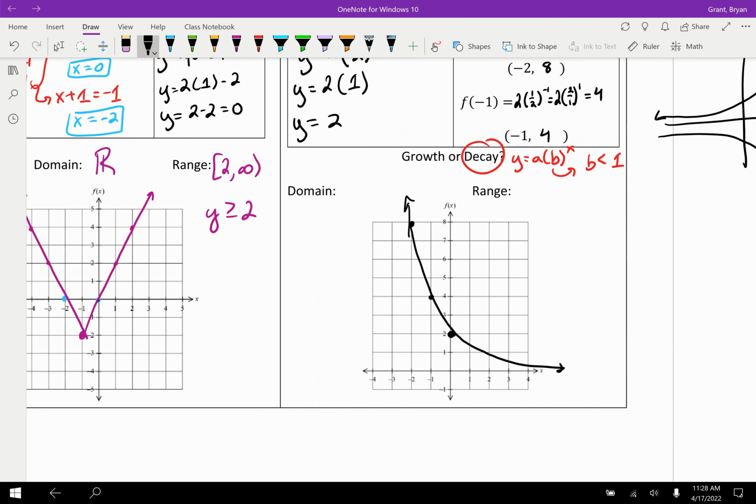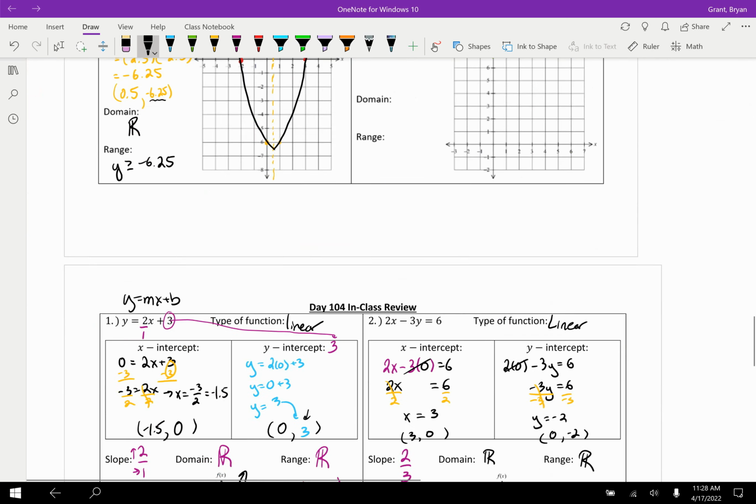Our domain, this still gets infinitely wide, all real numbers. The range, though, the height, it definitely goes up infinitely far. But what's the lowest it gets? Well, notice it doesn't actually even get to 0, does it? It skims right above the x-axis. So we say the range is y is greater than 0, or you could say 0 to infinity, both parentheses, because we're not equal.